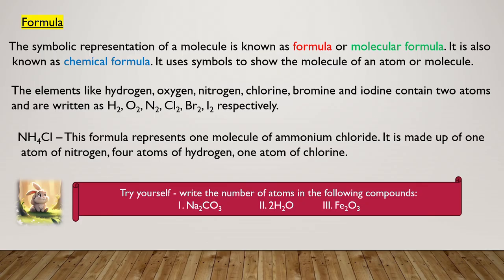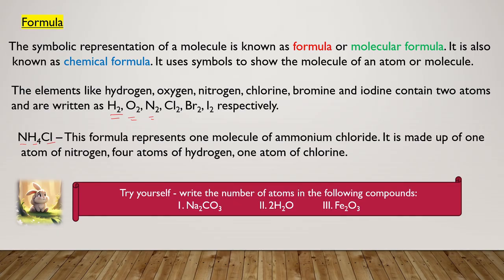Okay, then certain elements have 2 atoms which combine together to form their molecule. They are written like this, H2, O2, N2, isn't it? So these are the molecules of these elements. Now here this is a compound because it is formed of nitrogen, hydrogen, chlorine, isn't it? So this is ammonium chloride. Ammonium chloride is formed of 1 atom of nitrogen, 4 atoms of hydrogen, 1 atom of chlorine.